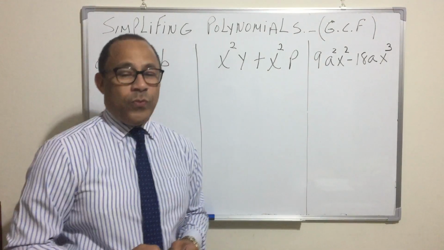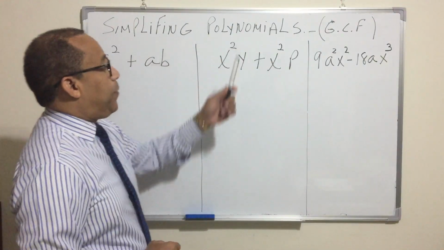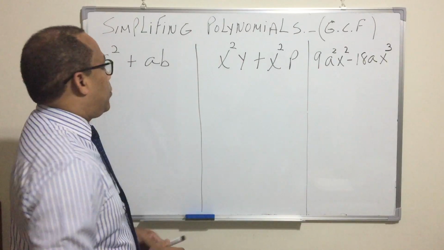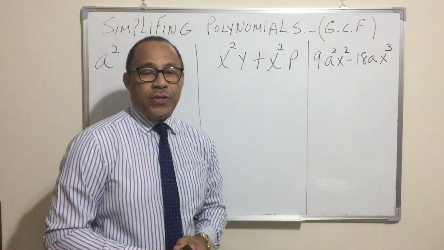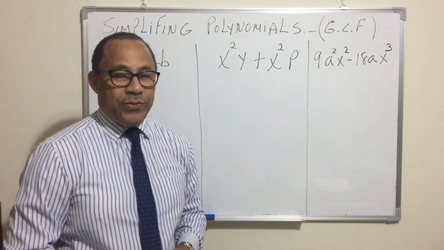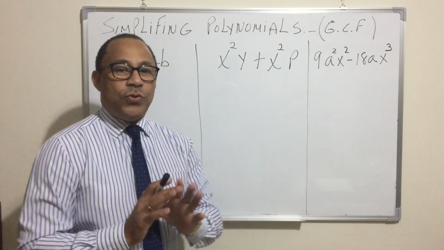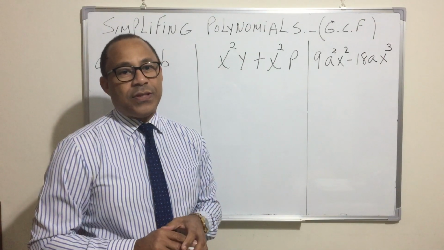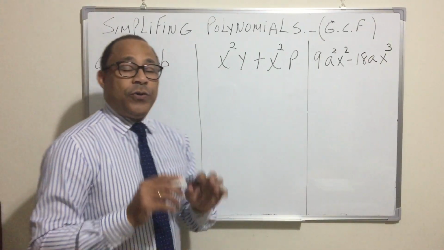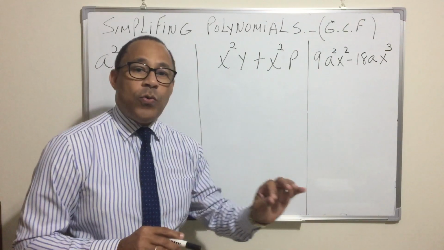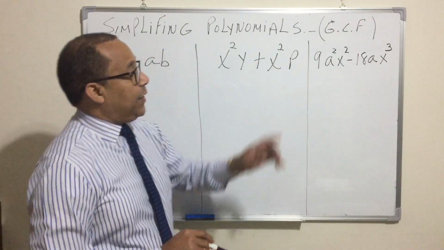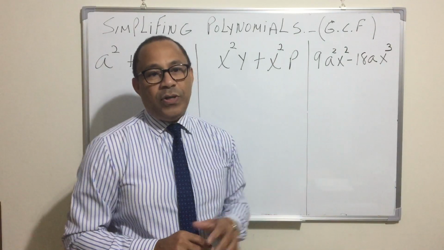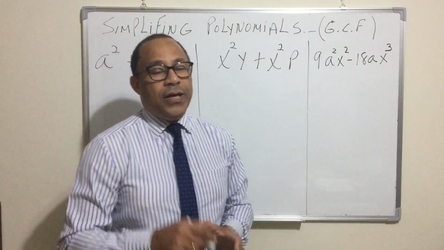Today we are going to be working with simplifying polynomials. And when simplifying polynomials, we use the greatest common factor. I have used two keywords: simplifying polynomials. Simplifying means reducing a fraction to its lowest term. And the GCF is the greatest common factor that we have learned in the past.